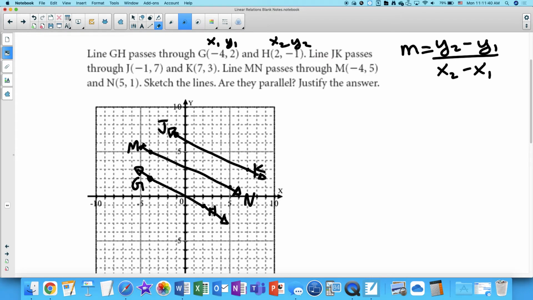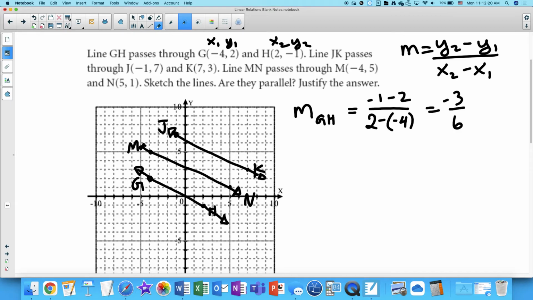All right, so we're going to find three different slopes here. I'm going to use the letters connecting the line in the subscript to differentiate one from another. So the slope of GH would be (-1 minus 2) over (2 minus -4). Watch out for the double negative. We're subtracting a negative there. And that becomes -3 over 6.